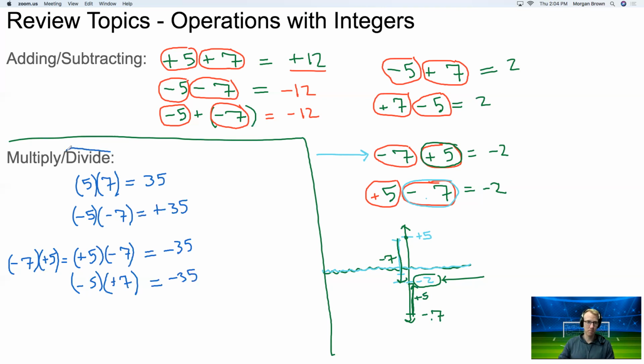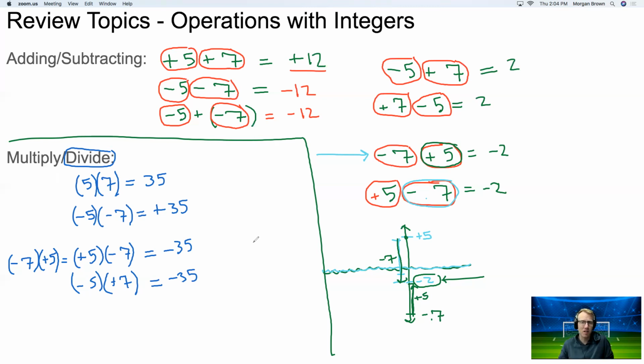Dividing is the same, same thing with all the sign conventions. So whether you're multiplying or dividing, the sign conventions are all the same. If the signs match, it's positive. If the signs differ, it's negative. And then you either multiply the numbers or divide the numbers.